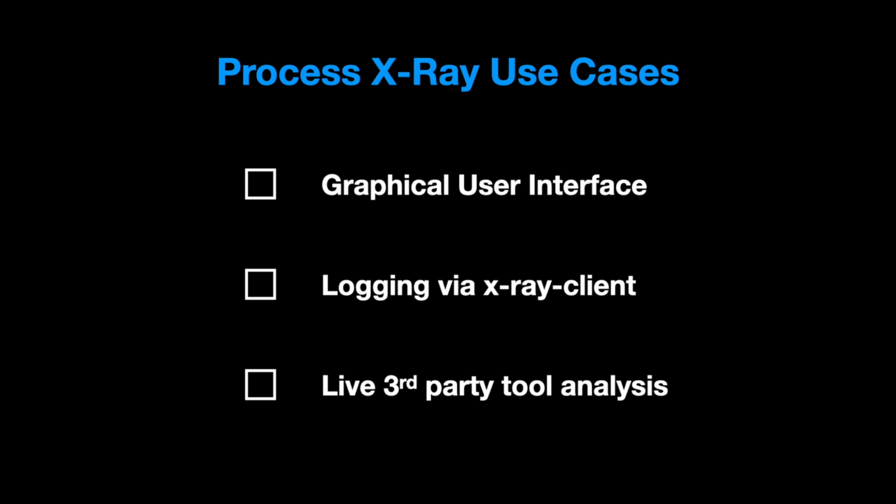The second is using Process X-ray's optional command line tool to create a log of all programs that run on your Mac. The third is using the same command line tool to feed your own custom tools or third-party tools, such as intrusion detection systems, for immediate detection. We are going to look at each of these use cases in order.